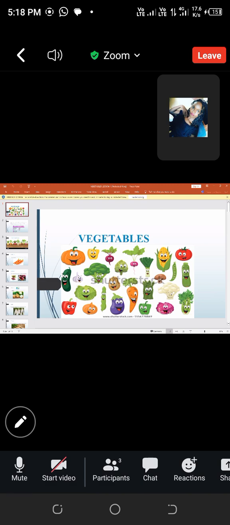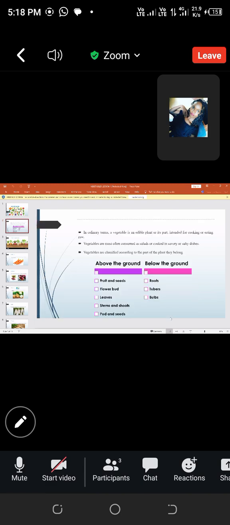Now let us go to our second presentation. In culinary terms, a vegetable is an edible plant or its part intended for cooking or eating raw. So you can eat vegetables when they are raw, or you can cook them, and they are consumed as a salad when raw, or cooked in savory dishes or salty dishes.